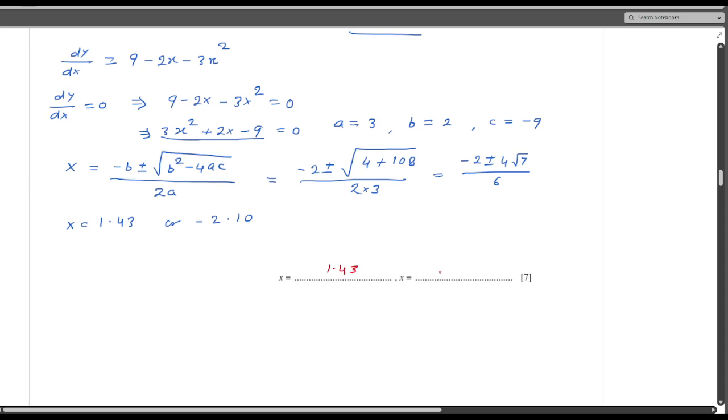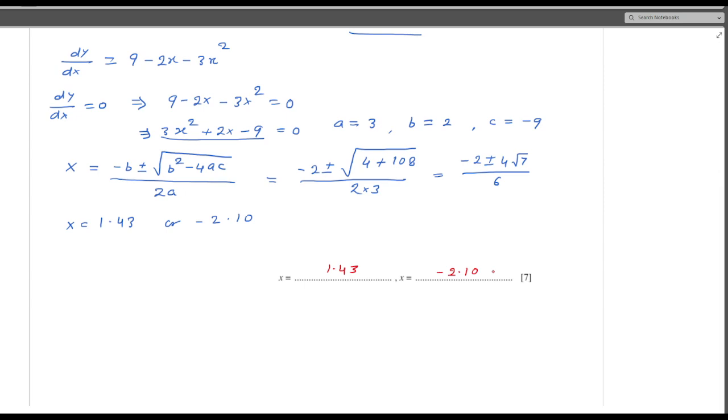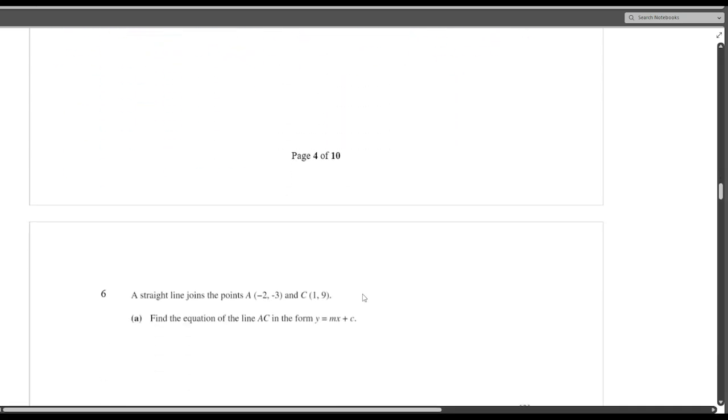So here finally you write your answer as 1.43 or minus 2.10. Okay, now is it necessary to write 0? Minus 2.10, as the problem suggests that write up to 2 decimal places, so I recommend that you show 2 digits after the decimal place. So minus 2.10 should be written.